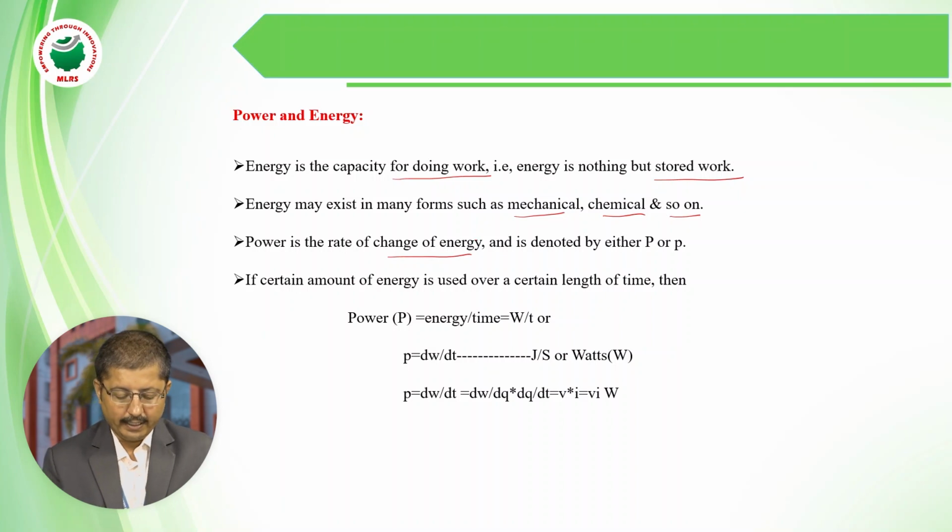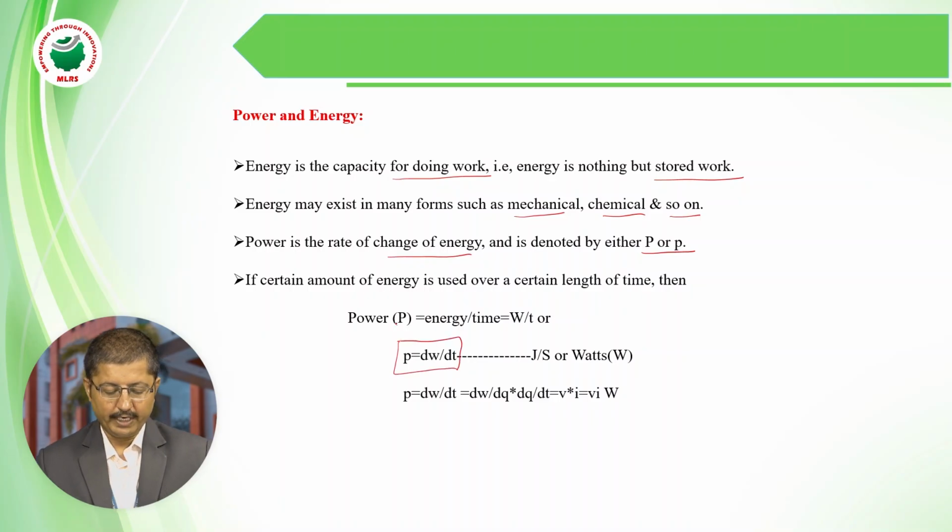Power is the rate of change of energy, and it is denoted by capital P or small p. So P is equal to the rate of change of energy. Energy can be represented in W, and time t is in seconds. Energy is measured in joules and time in seconds, so joules per second is simply a watt.